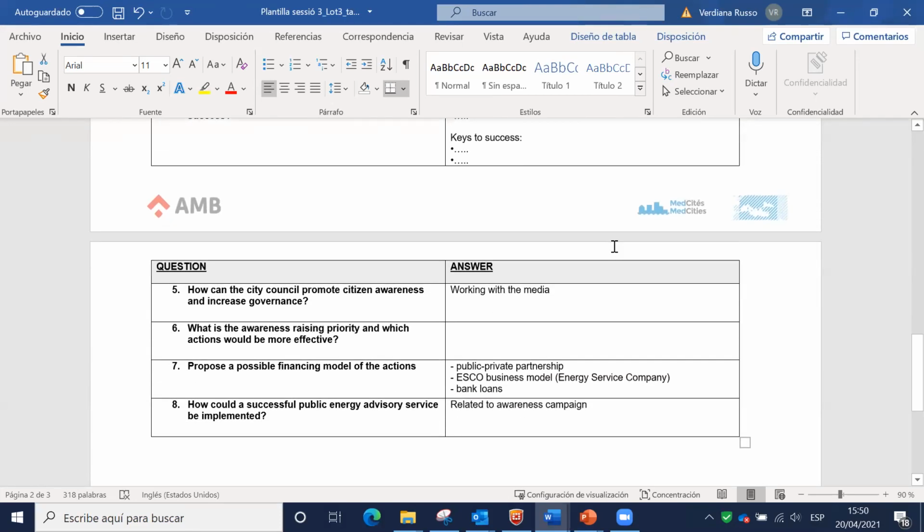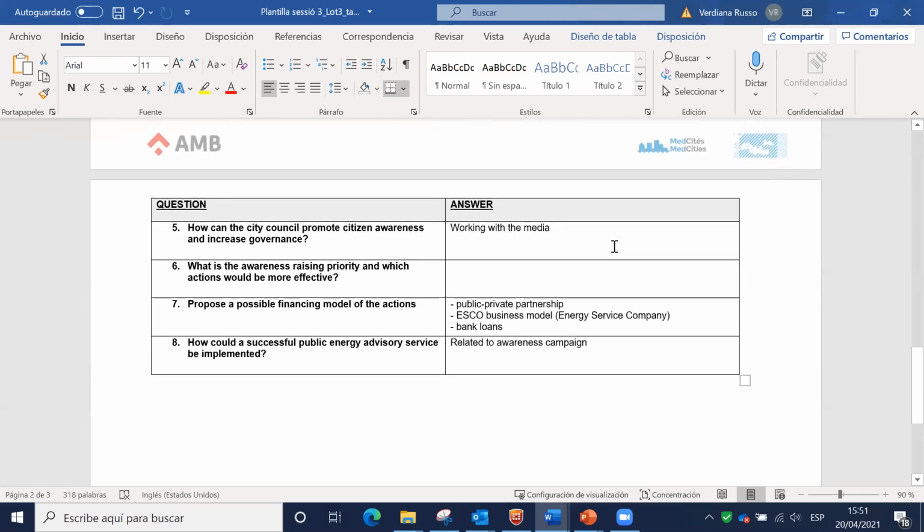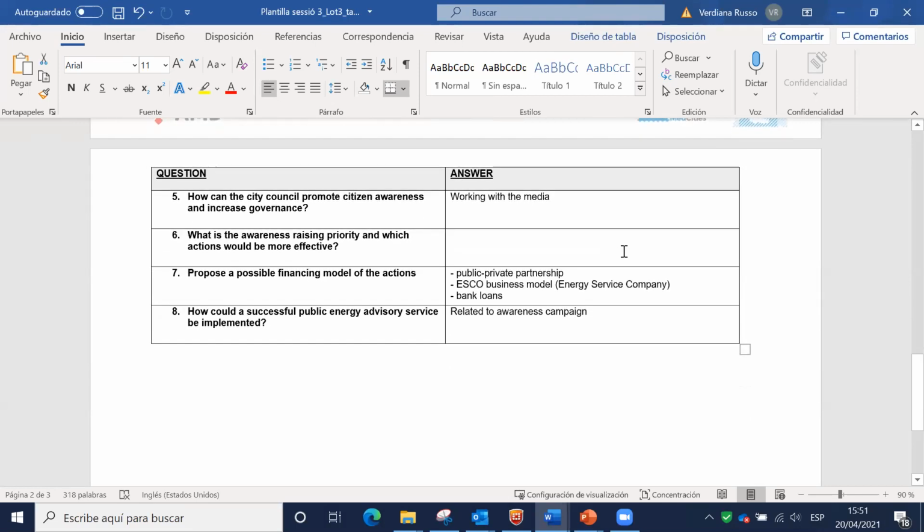How can the city council promote citizen awareness and increase the governance? By working with the media and implementing public meetings. Okay. What are the awareness raising priorities, and which actions would be more effective? We actually haven't had time to discuss it in detail, but it should be the mitigation of climate change and the lower energy consumption.